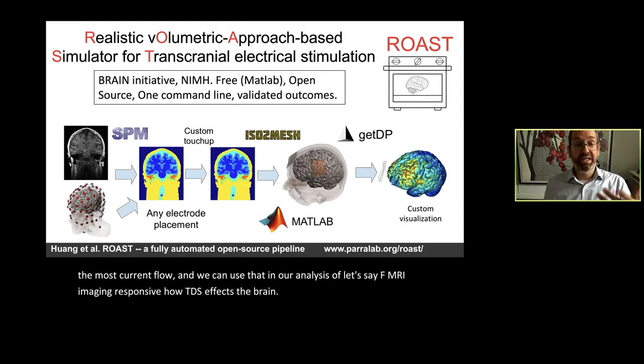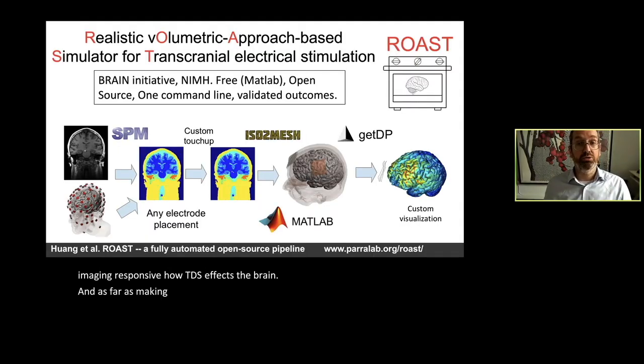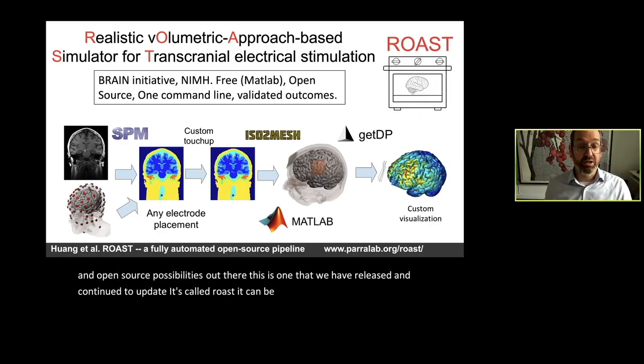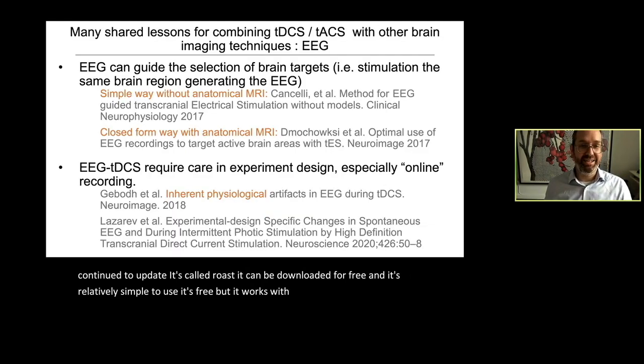And as far as making these modeling tools available, there are various commercial and open source possibilities out there. This is one that we have released and continue to update. It's called Roast. It can be downloaded for free, and it's relatively simple to use. It's free, but it works within MATLAB, at the website that's indicated here.